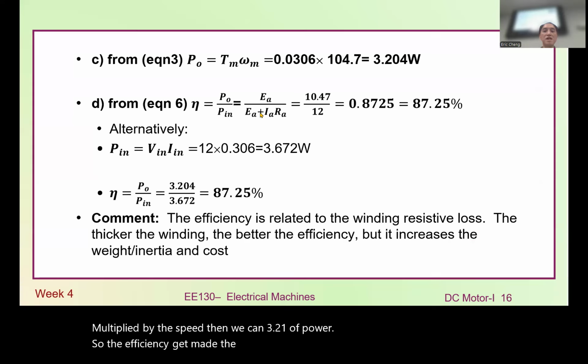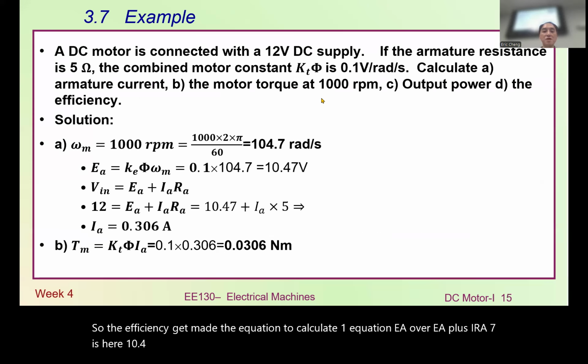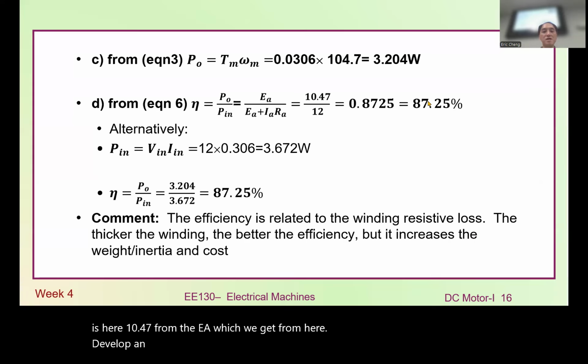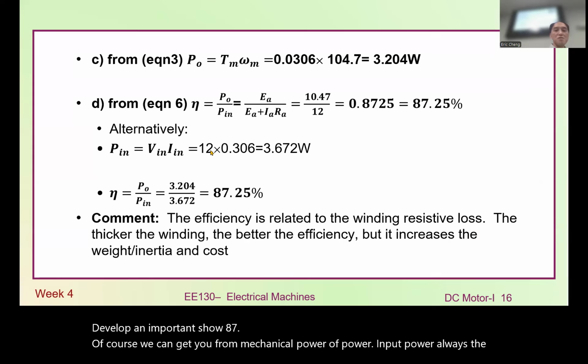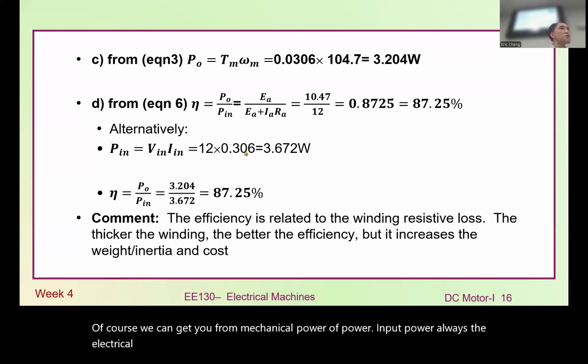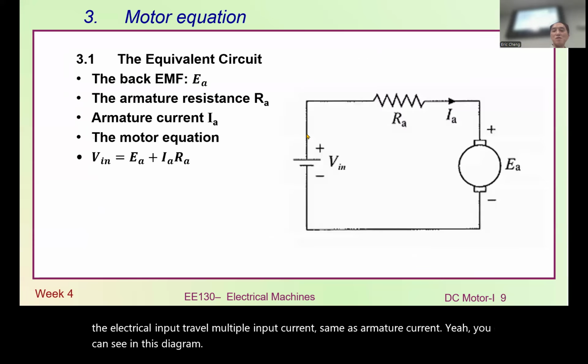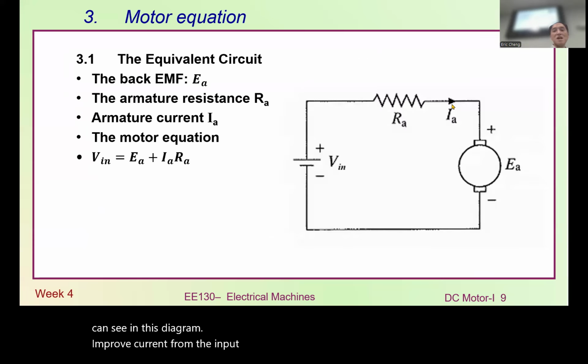So for the efficiency, there are many equations to calculate it. One equation is EA over EA plus IRA. That means 10.47 from the EA, which we got from here, divided by the input voltage 12, giving 87. Of course, we can also get it from the mechanical output power and the input power, which is always electrical: the input voltage of 12 volt multiplied by the input current, the same as the armature current. You can see in this diagram the input current from the input here is the same as the armature current.